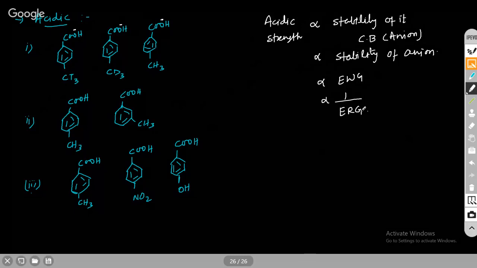Correct. So you see, now again the same thing. CT3 shows this effect. It shows plus H. Yes or no? It shows plus I also, but plus H is dominating. CD3 also shows plus H effect, and CH3 also shows plus H effect. Plus H effects are electron releasing effects, right? Because of the electron releasing nature, the acidic strength will decrease. Correct? Which one shows maximum plus H effect? Tell me. CT3, CD3 or CH3? Maximum plus H.